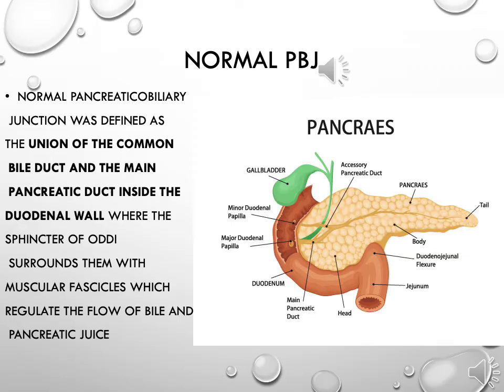Before we start talking about the anomalous pancreaticobiliary junction, we first need to know what the normal pancreaticobiliary junction is. Normally, the pancreaticobiliary junction is defined as the union of the common bile duct and the main pancreatic duct inside the duodenal wall, where the sphincter of Oddi surrounds them with muscular fascicles, which regulate the flow of bile and pancreatic juice.